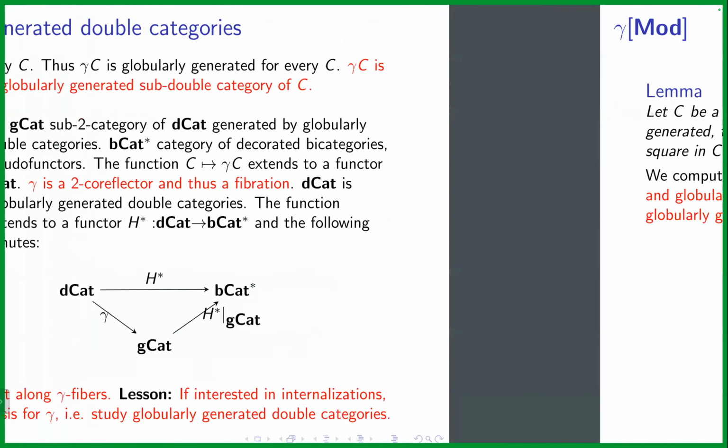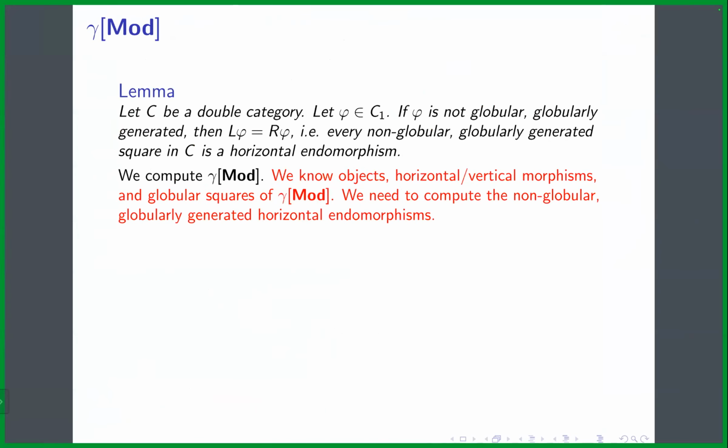So, what about this gamma functor or this gamma construction? We have the following lemma, so we can actually compute this in several examples. If C is a double category and phi is a square in C, then if phi is not globular, but it is globularly generated, then the left frame and the right frame of phi are equal. So the left and right edges of phi are equal.